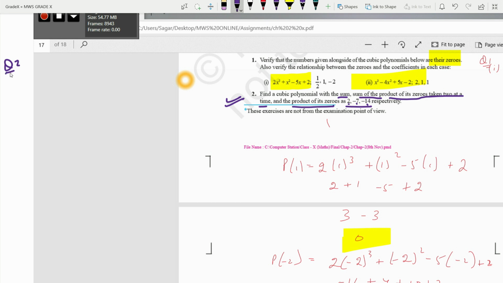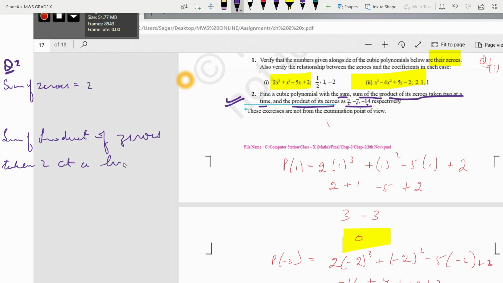Question number 2. Sum of zeros. What is given? 2. Okay, then the sum of the product of zeros taken two at a time is equal to minus 7, and the product of zeros is given as minus 14.